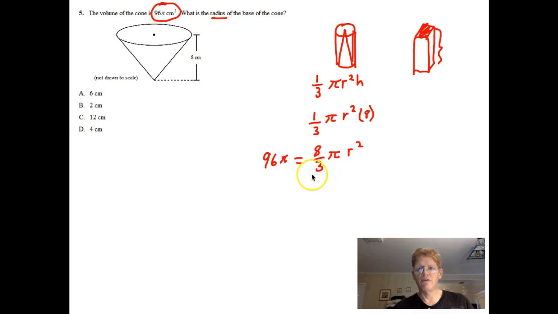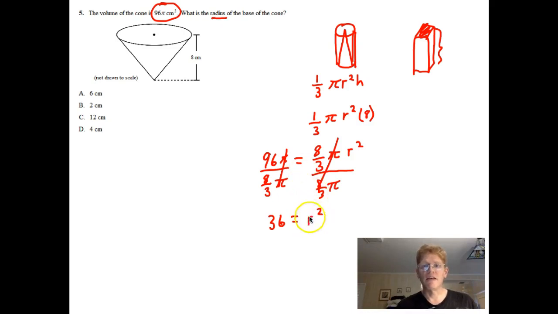Then all we have to do is divide to get rid of our pi and our 8/3. We divide by 8/3 pi on this side, and so over here we'll have to divide by 8/3 pi. The pi's cancel out, and we divide 96 by 8/3. That is going to give us 36. So 36 is equal to r squared.